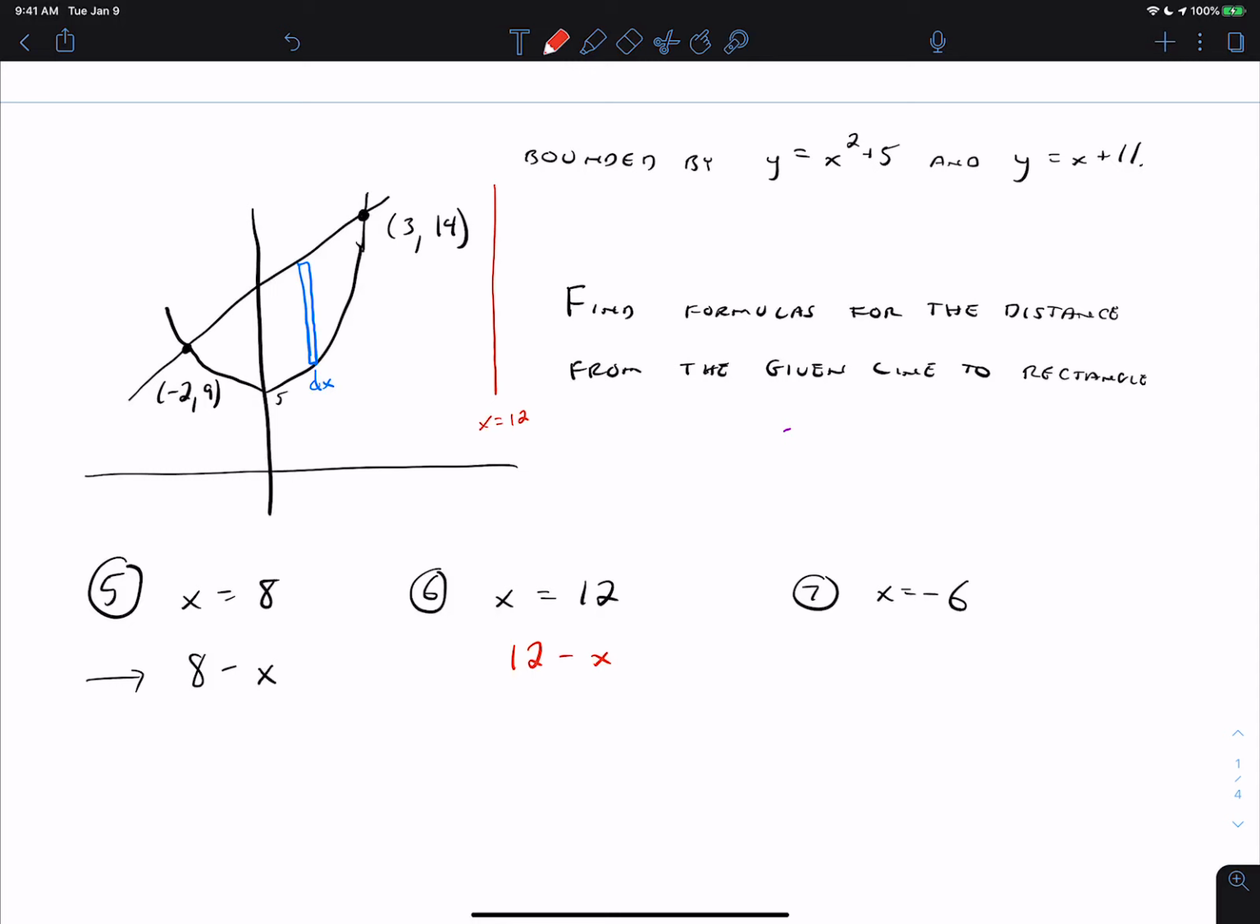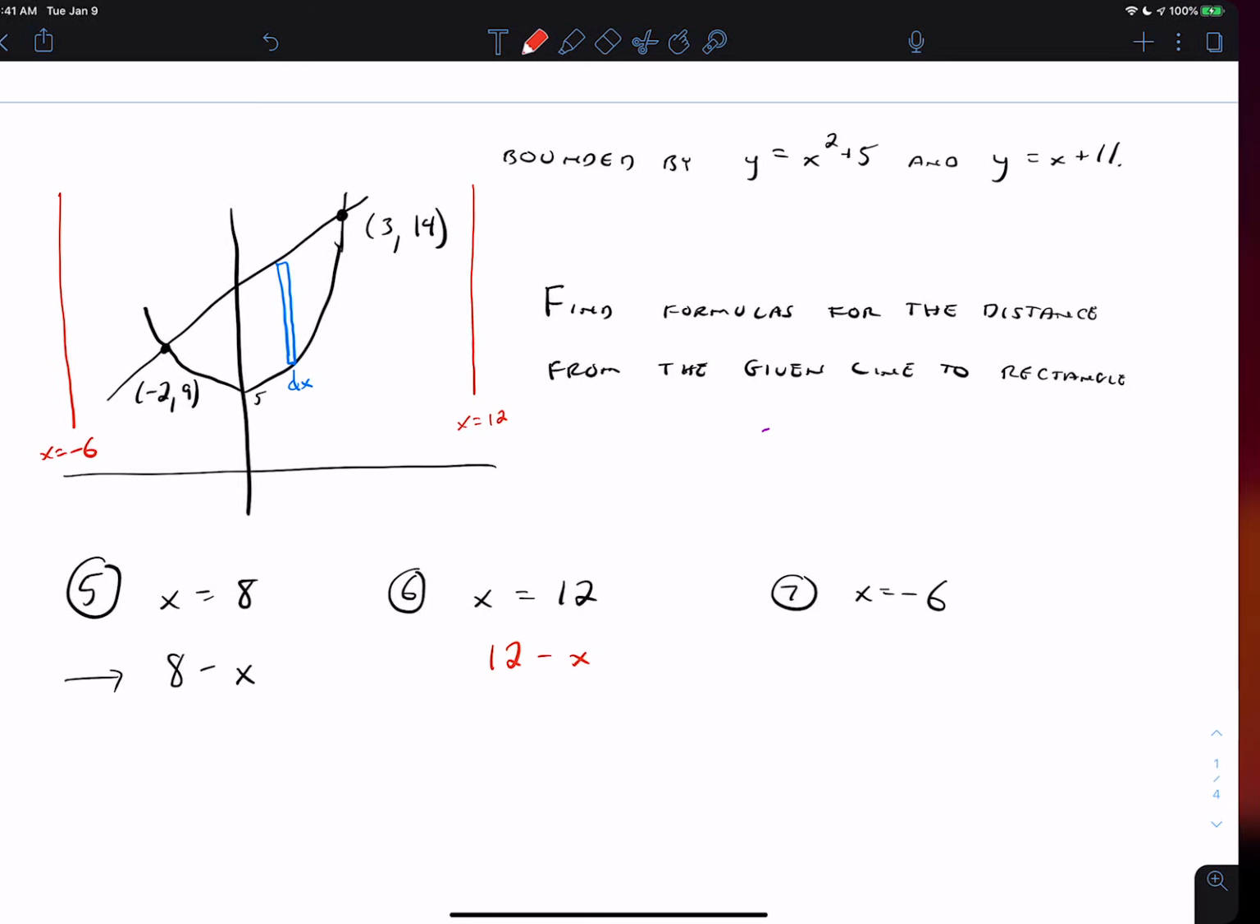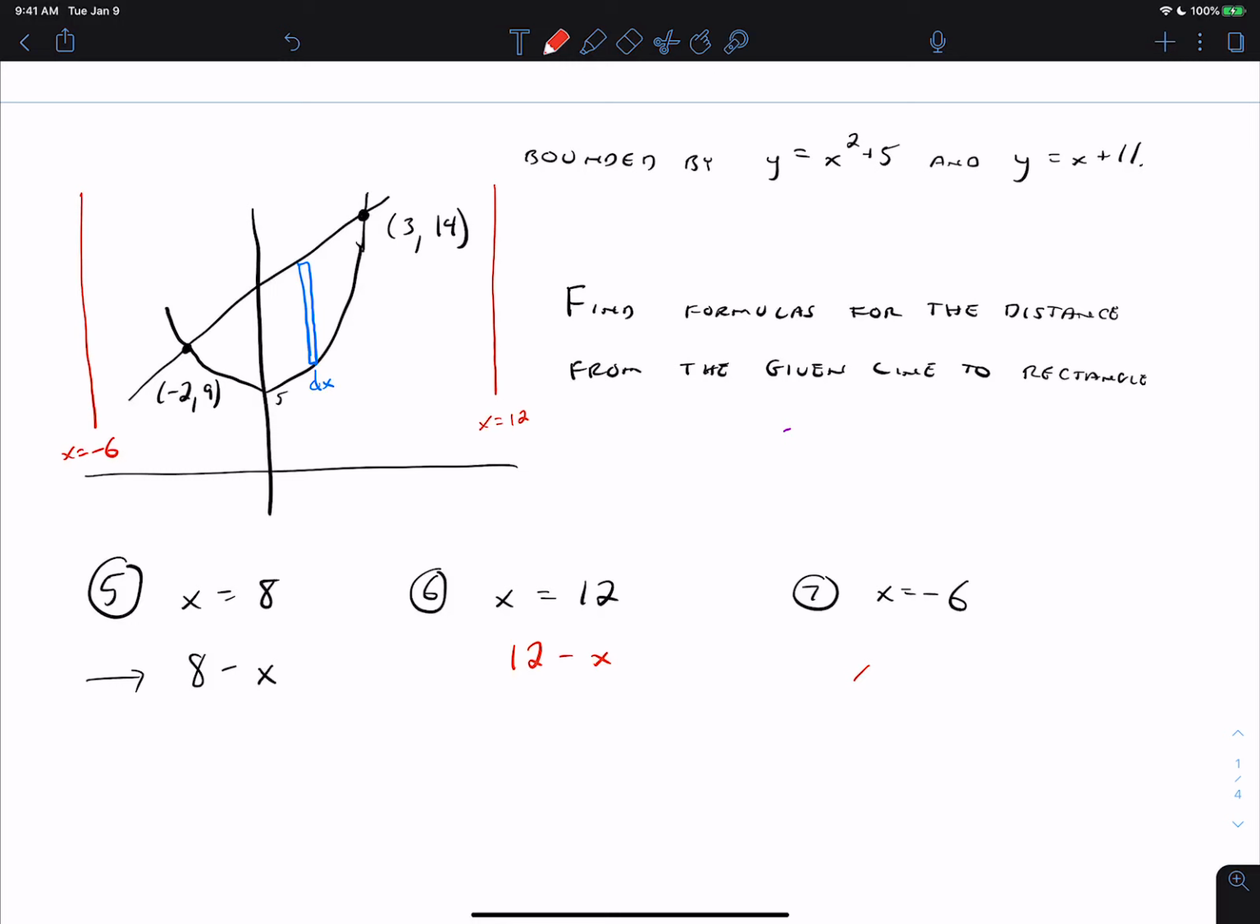If I look at x equals negative 6, that's to the left of the region. So we're over here. Again, that's a horizontal distance, so we take the right x minus the left x. The x on the right is x. The x on the left is negative 6. So we get x minus negative 6, which simplifies to x plus 6.